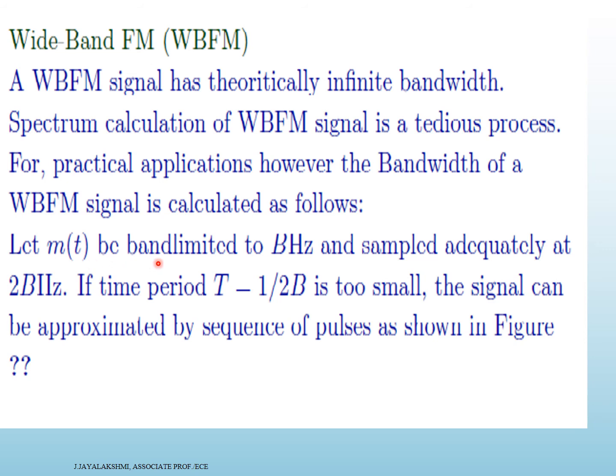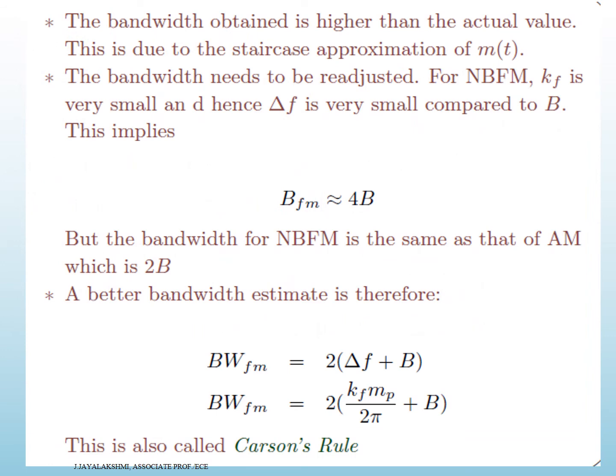Let m(t) be band limited to B hertz, and it is sampled adequately at 2B hertz. You know what the sampling theorem is: at least the Nyquist criterion, it is twice the baseband band limited signal, which is 2B. If the time period T, 1 by 2B, is very small, the signal can be approximated by a sequence of pulses. So, you are going to have the bandwidth obtained higher than the actual value. This is due to the staircase approximation of m(t). The bandwidth needs to be readjusted.